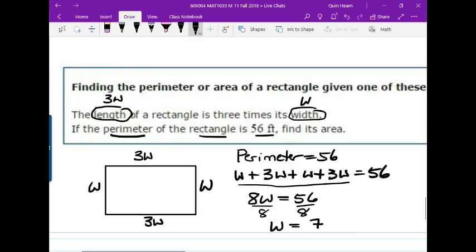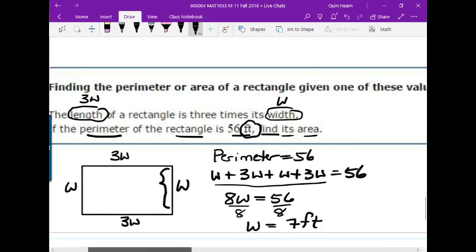Now, since we're talking about dimensions of a shape, we're going to look for the units. So the width is a linear unit. It's a length. And if you look here, we're talking about the perimeter being measured in feet. So if you walked around the outside, the perimeter is 56 feet. So the width is actually 7 feet. Okay. Now, did they ask us, should I type into ALEKS the answer 7? Well, no, they're asking us to find the area. And what we have just found is the width, not the area.